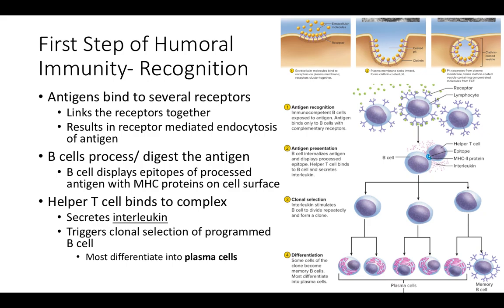So that helper T cell is going to bind to this complex and secrete interferons, which are cytokines or chemicals that are used for these cells to communicate with each other. Upon the release of these interferons, this B cell is going to be stimulated to clone itself. Okay, and then from there, the majority of those cloned B cells will become plasma cells. And some of them will become memory cells, but the majority will become plasma cells.